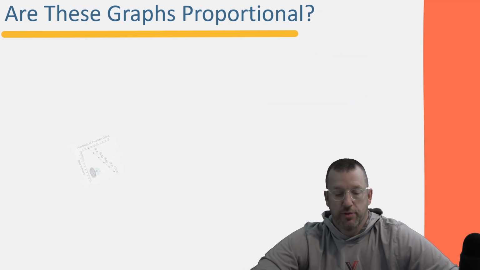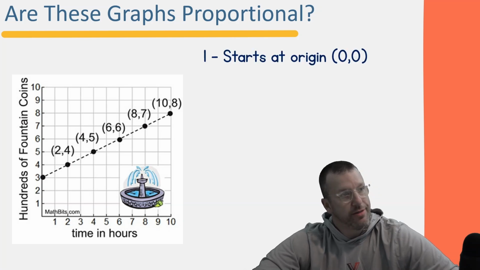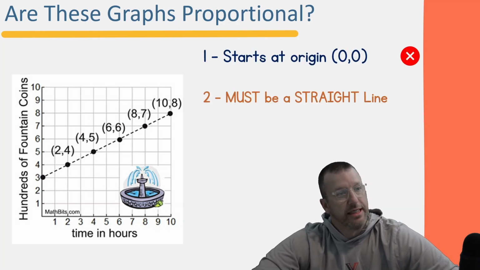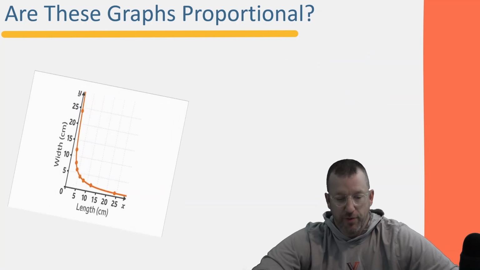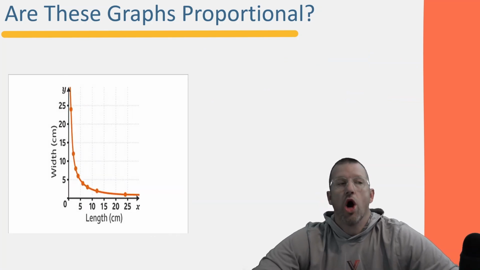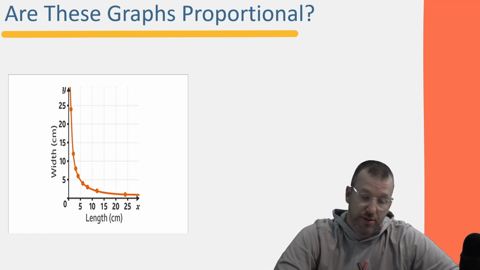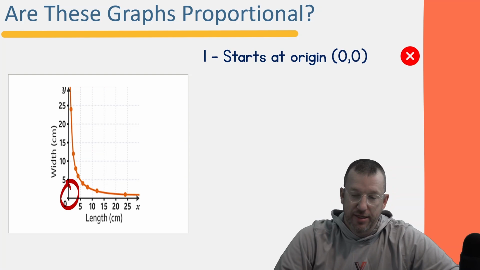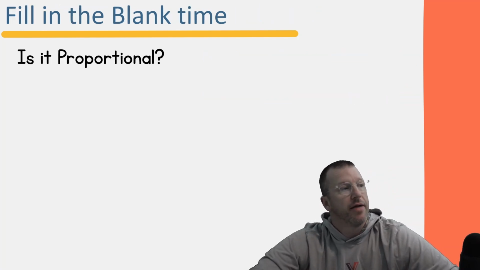Check. What about this one? All right, cool. We got a straight line. Does it start at the origin? No, it does not. But it is a straight line. This is not proportional. Both of them have to work. Whoa, whoa, what in the world is this? Well, this does not start at the origin, and it is not a straight line, so that one is not proportional.